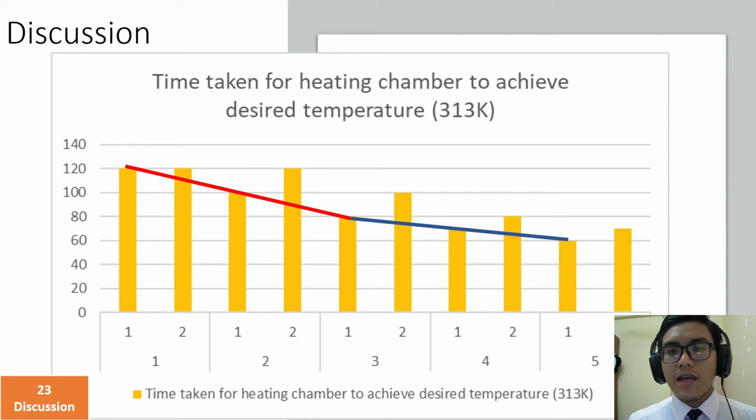From the graph, case 3 has the most optimum air inlet velocity, which is 2 meters per second, because as we can see, the gradient of the red line starts to become less steep at case 3. This shows that case 3 with design configuration 1 is the most optimal design configuration for the heating chamber.